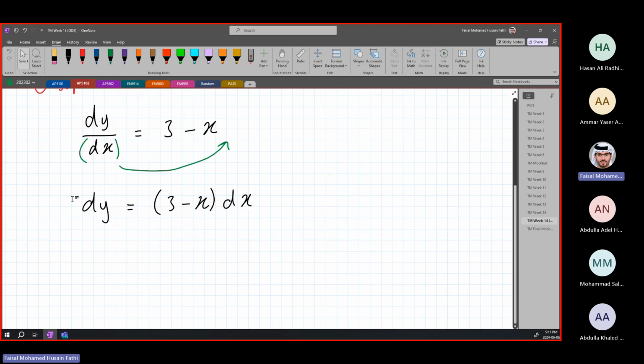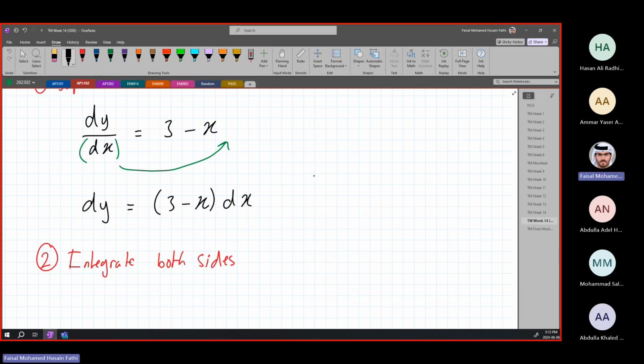All right. Once you have dy by itself and dx by itself, and also all the x variables with dx, meaning this x is next to dx, and there is no y in this example, but if there is a y, it should be next to dy, and we'll see that in a bit. Once you are in this phase, you're going to go to the next step, which is integrate both sides. How would you do that? You just do the integration.